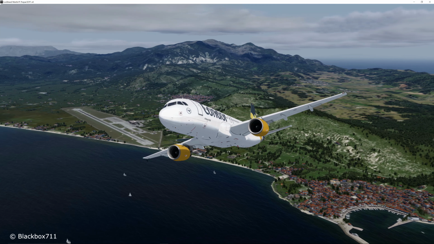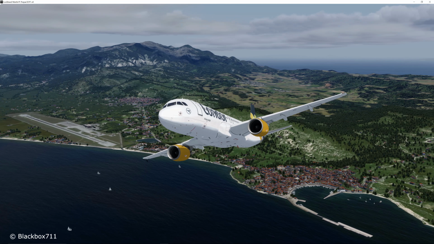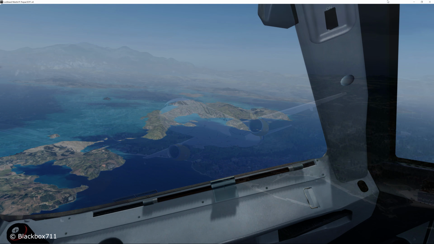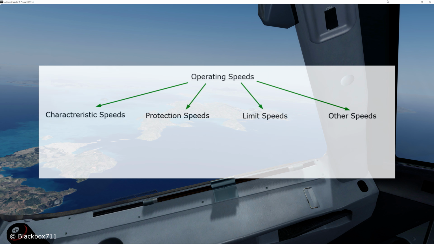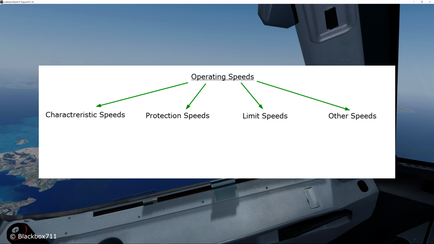So let's get started straight away and have a look at the different operating speeds which you'll find in the A320. You'll find the operating speeds divided into 4 categories, and these are the so-called characteristic speeds, protection speeds, limit speeds, and then you have other speeds.